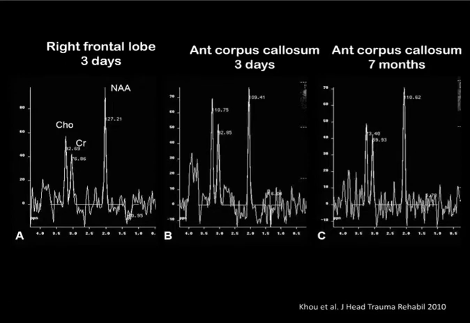And finally, to talk a little bit about metabolic changes, this is a slide looking at spectroscopy, which is a method that allows us to measure regional concentrations of metabolites in the brain. This is an MRI-based methodology.